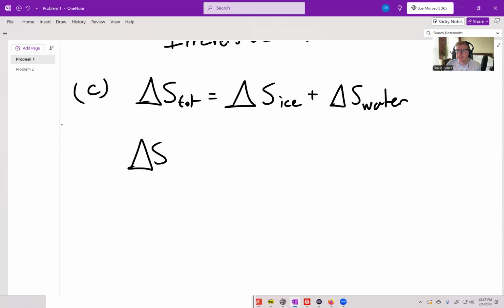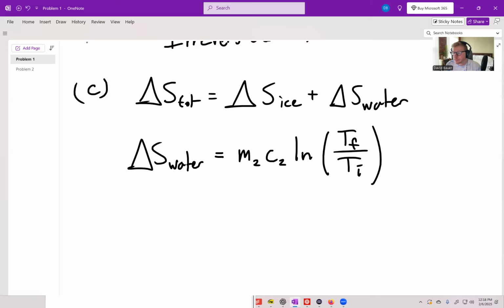And again, for the water, it's easy because all we're doing is cooling the water down from 20 degrees Celsius to our final temperature of 288. So we're just going to use our formula here. This is M2C2 natural log of T final divided by T initial. This is our entropy change formula for a temperature change for heating or cooling.